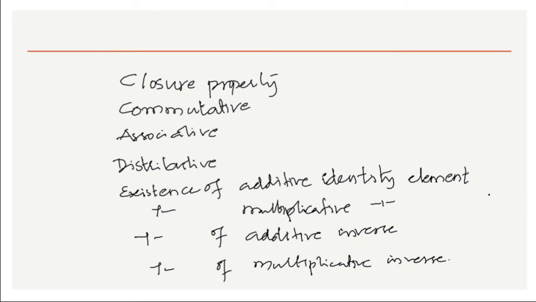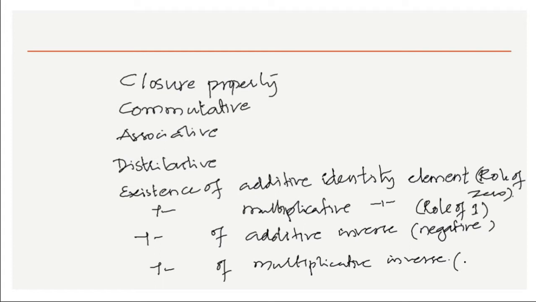And I have also mentioned that in your textbook, the additive identity element is discussed as the role of 0. This multiplicative identity element is the role of 1. Additive inverse can also be regarded as negative of a number. The multiplicative inverse can also be regarded as reciprocal of a number. Having learned these properties, let us answer a few of the questions.